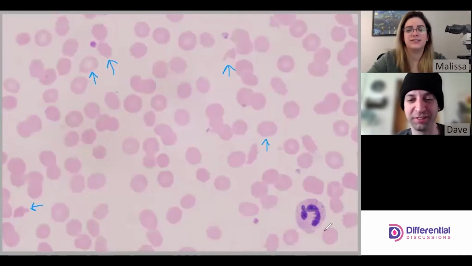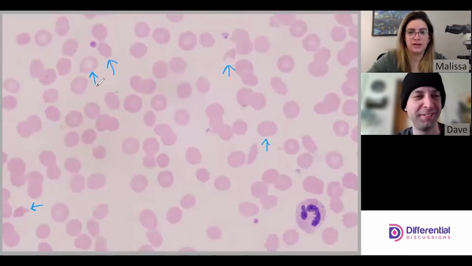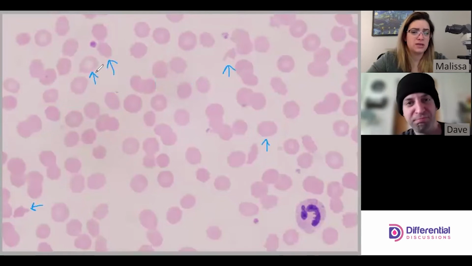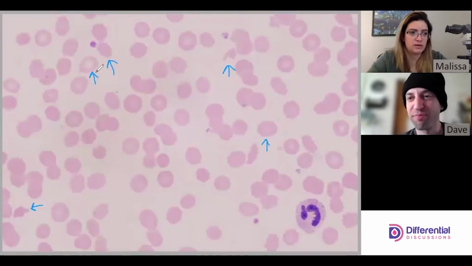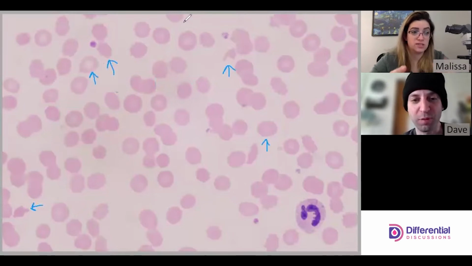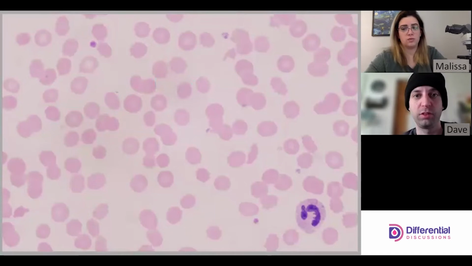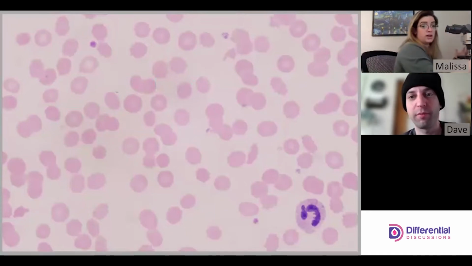Obligatory neutrophil. Yep, the neutrophil. And then there is a teardrop, a dacryocyte, over here. Yeah. Okay. That's subtle. I think he's an anomaly. He's just a random teardrop cell, not really associated with CKD. Right. Cool. So we're probably going to see the same thing, but let's look at a couple other fields.